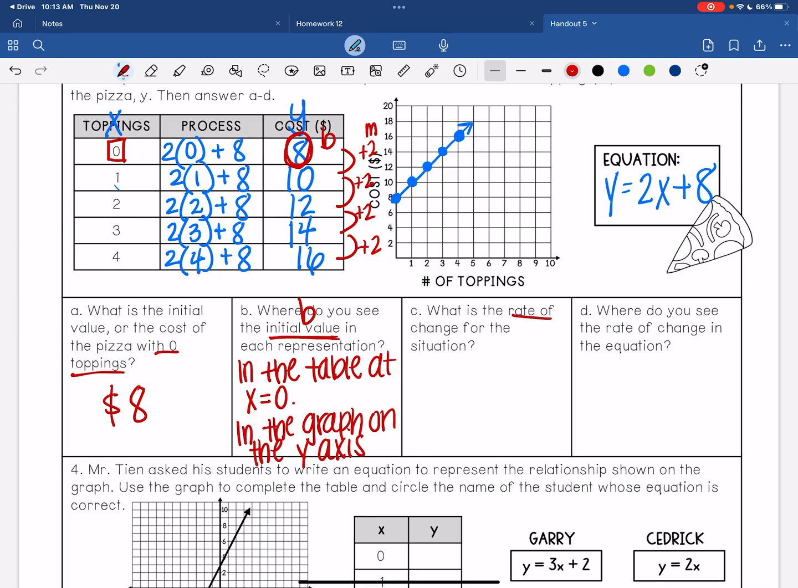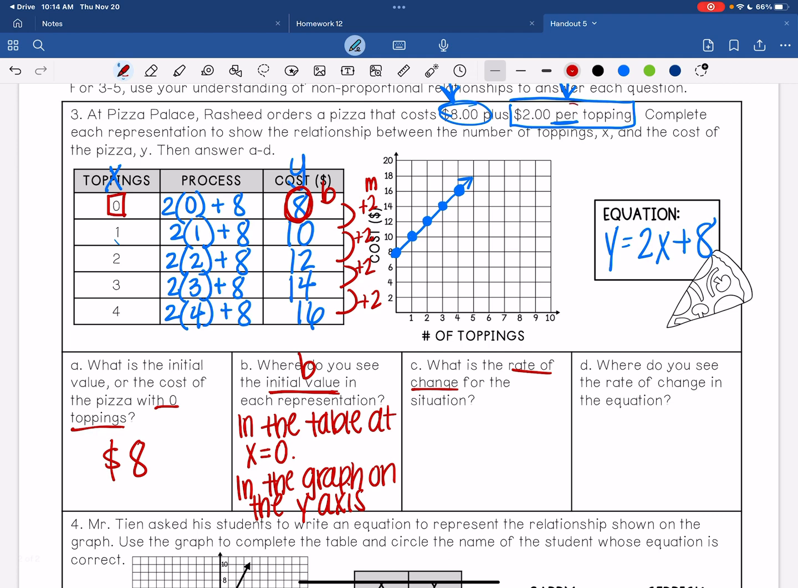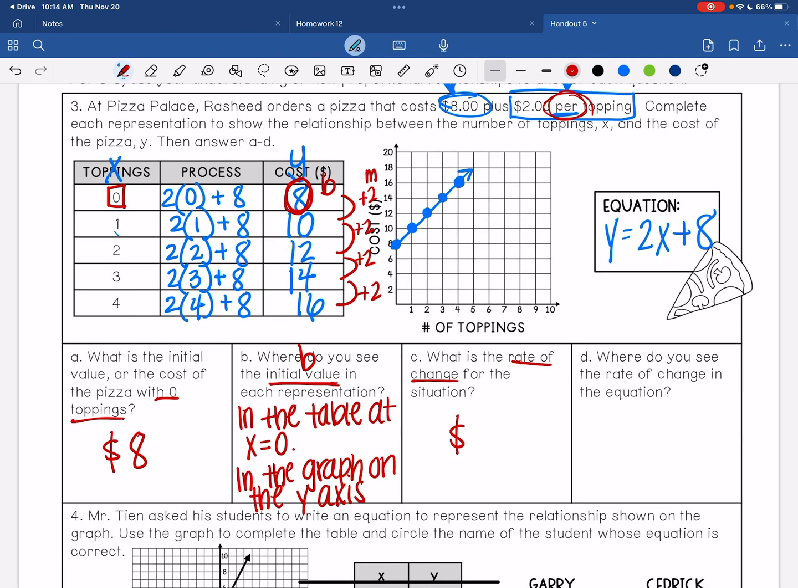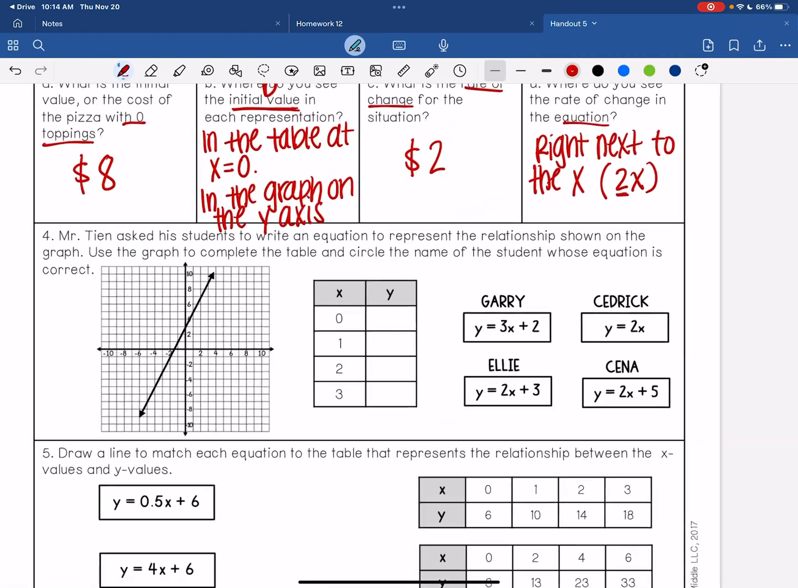What is the rate of change? Well, we already knew that as soon as we read the word problem and saw that per, we knew $2 was our rate of change. And in the equation, our rate of change is always going to be right next to the X. Our rate of change is always going to be right before the X. Okay.